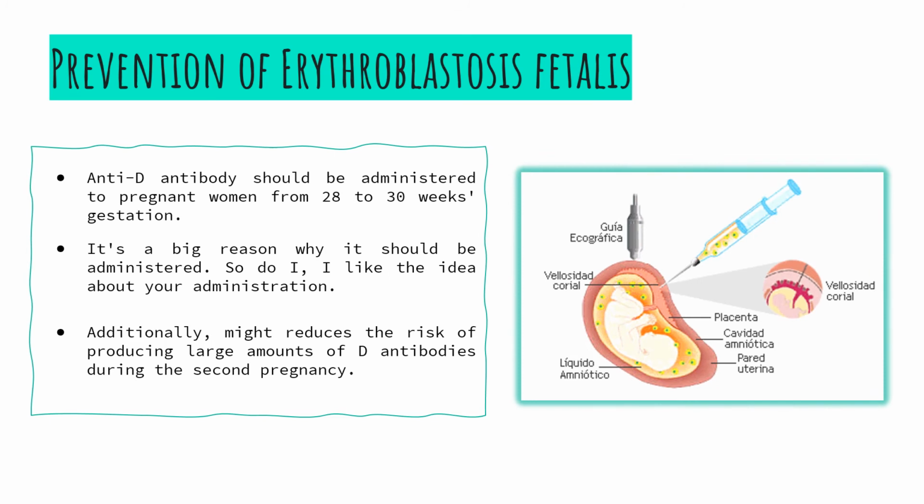Prevention of erythroblastosis fetalis. This consists of the administration of antibody, which must be administered from 28 to 30 weeks of gestation. Its mechanism of action consists of preventing the sensitization to the antigen, inhibiting the production of antibodies by the B lymphocytes induced by the antigen in the pregnant mother.